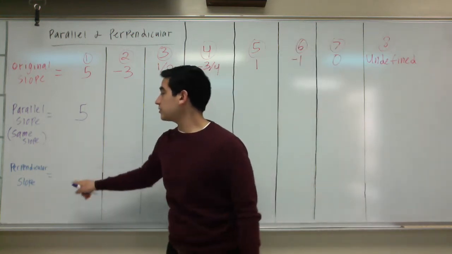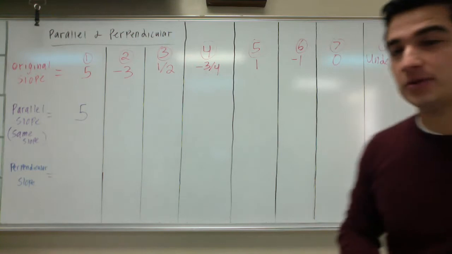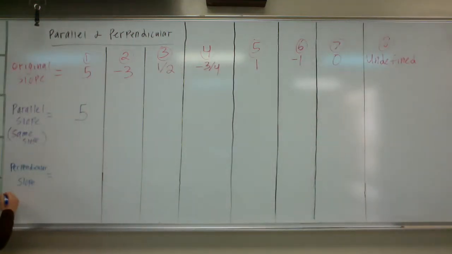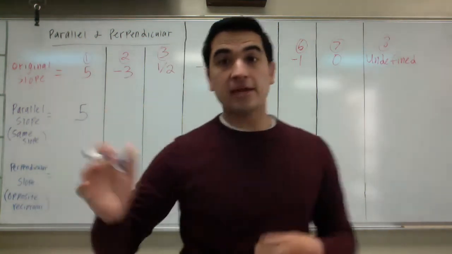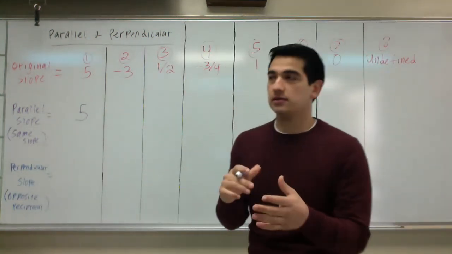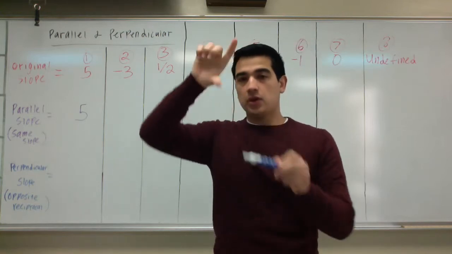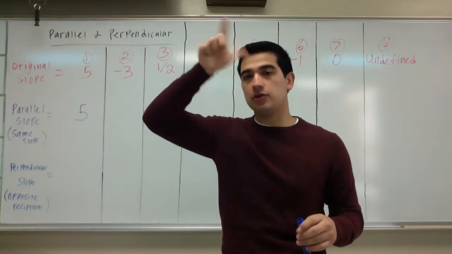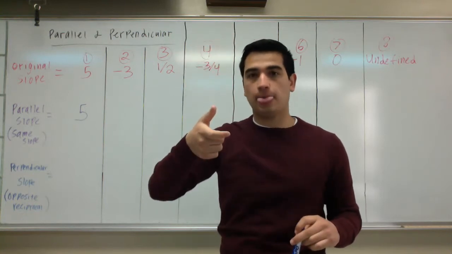For perpendicular slope, this one's where it gets a little tricky. We have to find the opposite reciprocal. Now, it's a big fancy word. Y'all probably never heard that before. Opposite reciprocal means we take the number, we flip it, like numerator to denominator, denominator to numerator, and we change the sign.